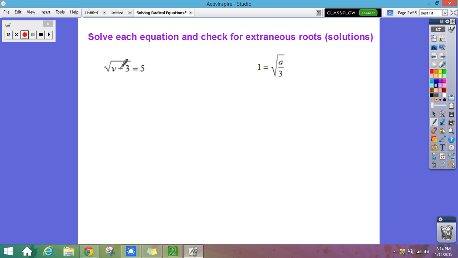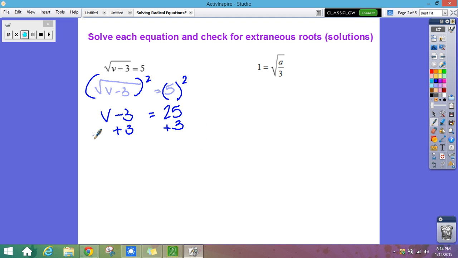Alright, our first problem is the square root of v minus 3 equals 5. As I mentioned in my instructions, we have v minus 3 equals 5, and we're going to square each side to get rid of our radical. And what you do to one side, don't forget you do to the other. Squaring the square root cancels it out, and we get what's underneath the radical symbol, and 5 squared is 25. We now have an Algebra 1 type problem that's easily solved. We add 3 to both sides, and we get v equals 28.